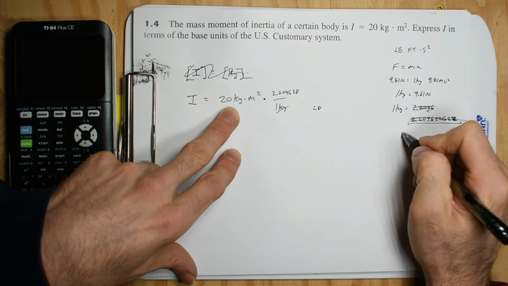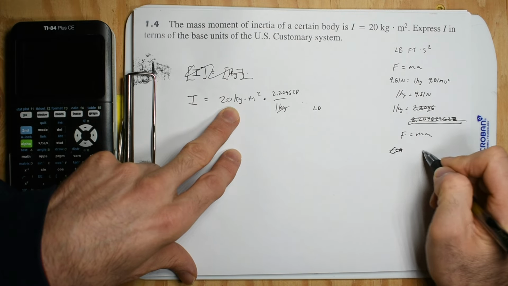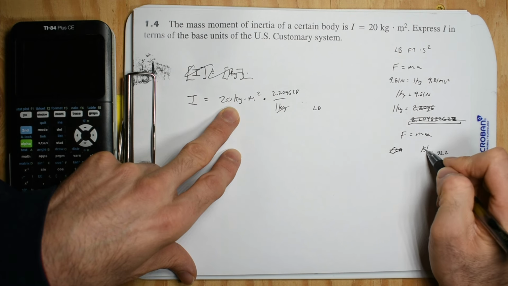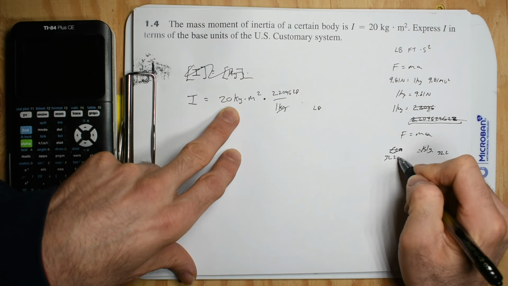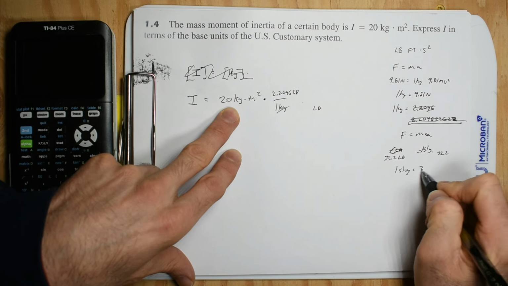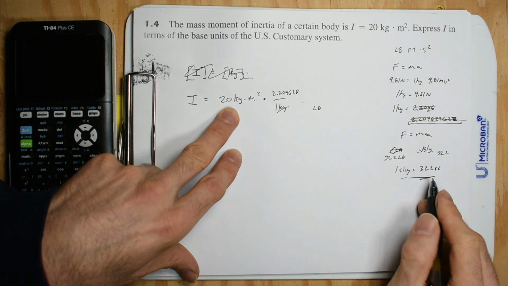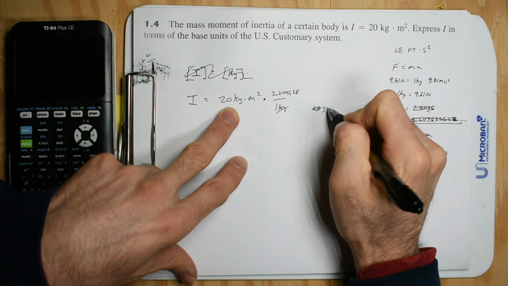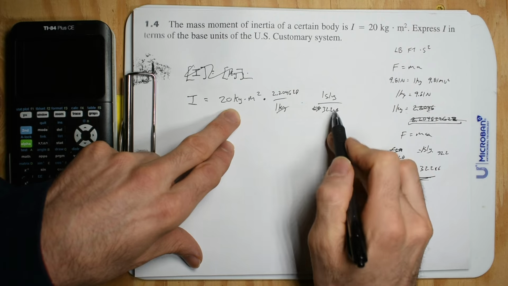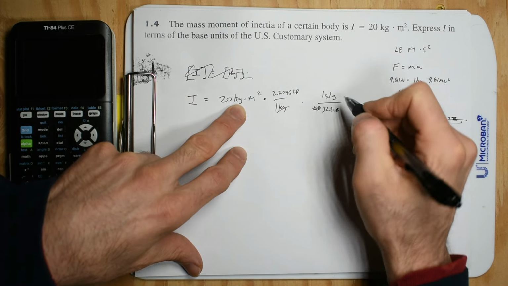We do the same thing, F equals MA, and we're using pounds. We're going to say that 32.2 feet per second squared times 1 slug is equal to 32.2 pounds. So this gets us 1 slug is equal to 32.2 pounds. Alright, so there's that conversion. So we got 32.2 pounds is 1 slug. Booyah. Now we've got to convert meters.